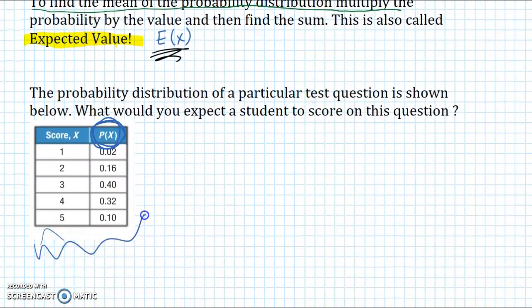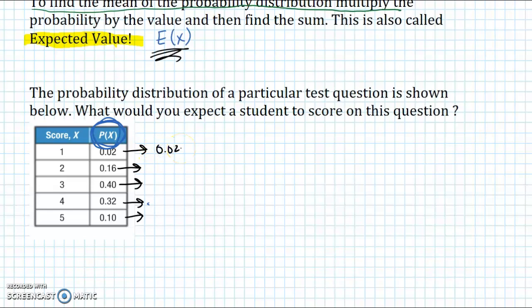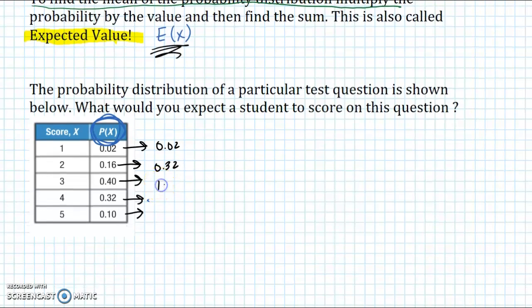It's always very, very important that you pay attention to what your table is giving you. If it's giving you the frequency, you have to calculate the probabilities yourself. If it tells you P of X, then you don't have to do any work except do some multiplying. So you're just going to multiply straight across all of these rows and then add them up. So 0.02, and then we have 2 times 0.16, which would be 0.32. Then we have 3 times 0.4, which is 1.2.